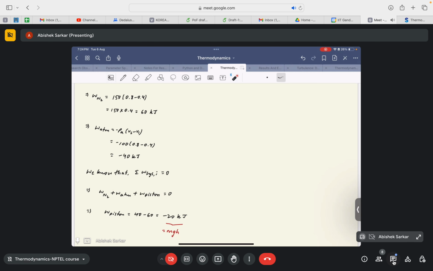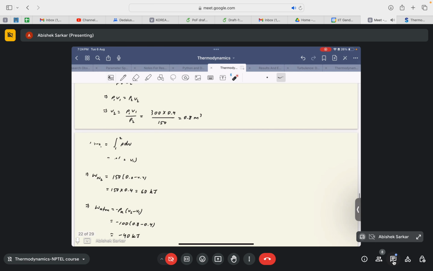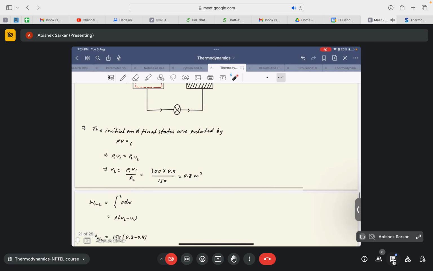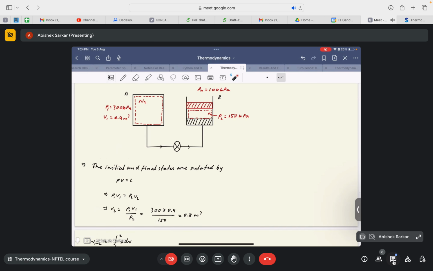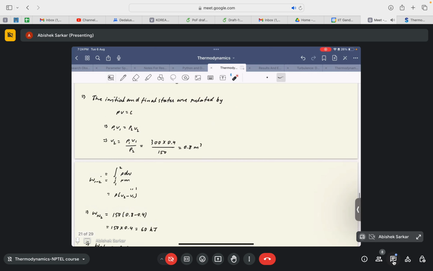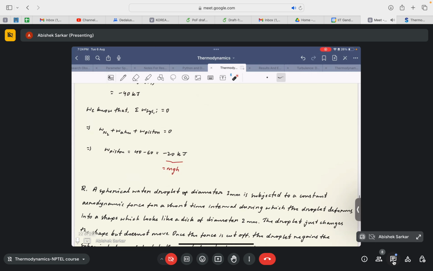Find h, because the final volume is 0.8 meter cube and the initial volume was 0.4 meter cube. So the volume enclosed would be just 0.8 minus 0.4, which is 0.4 meter cube, right? If we get the mass of the piston, then we can find the height of the piston as well from this equation.